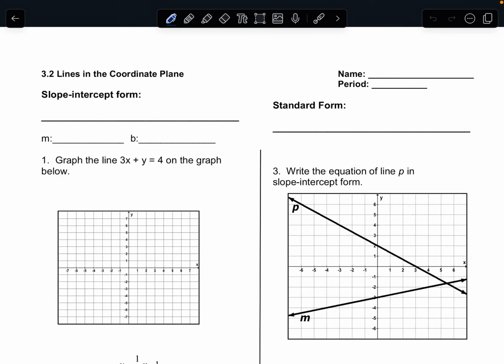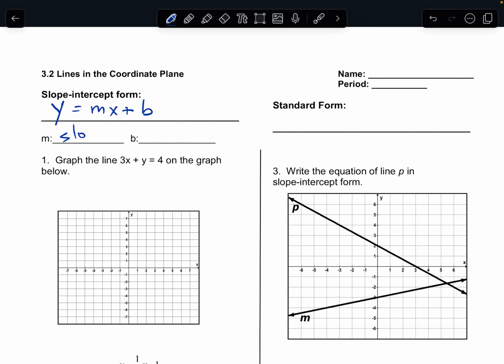All right, we're on to 3.2. We're going to look at line equations, and there are going to be different forms. Here at the top, you can see slope-intercept form and standard form. Slope-intercept form you are familiar with. That is your y equals mx plus b.